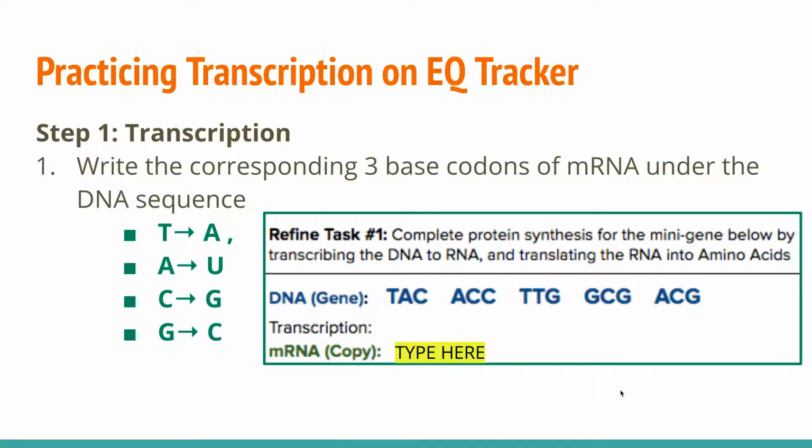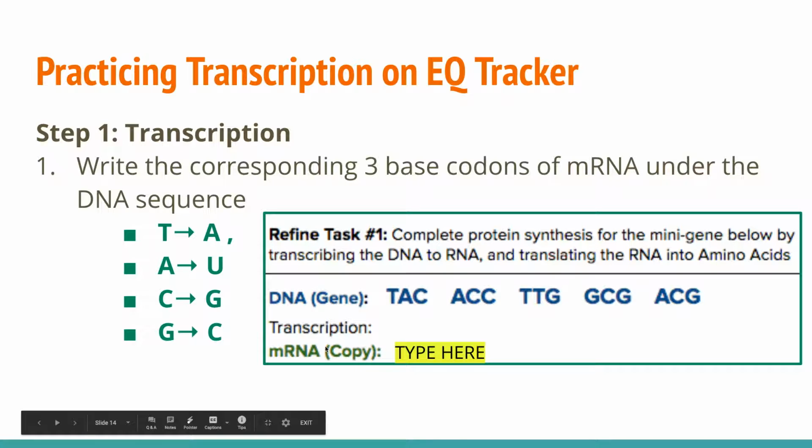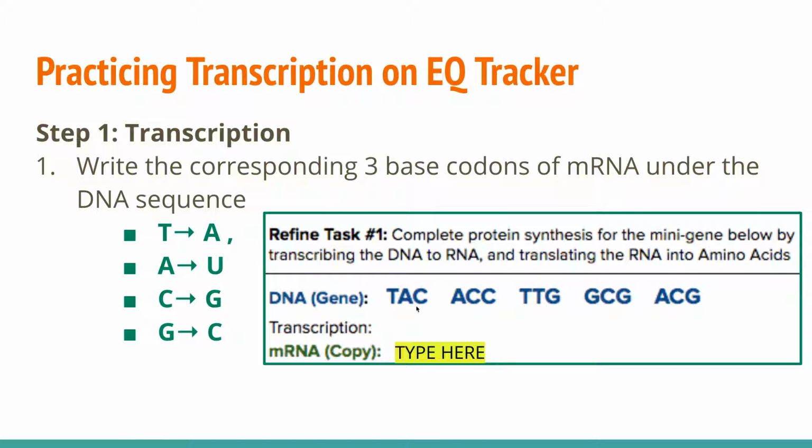Okay. And then on your EQ tracker for refined task number 1, you are going to complete the protein synthesis for the mini gene below. So here is the DNA code that got unzipped. You are going to decipher it by using this right here. Remember, the key thing to remember is that thymine, which is the T, is only in DNA. So if you need to use the T or match up with the A, it will be U in messenger RNA. Very, very important.